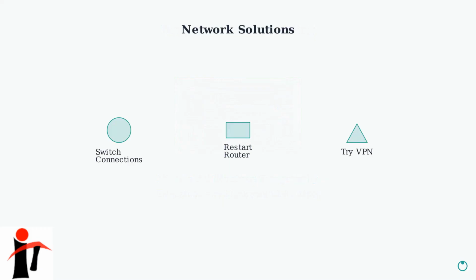Network connectivity issues account for 25% of Poe AI errors. Try switching between Wi-Fi and mobile data to isolate connection problems. Restarting your router or modem can resolve temporary network glitches.